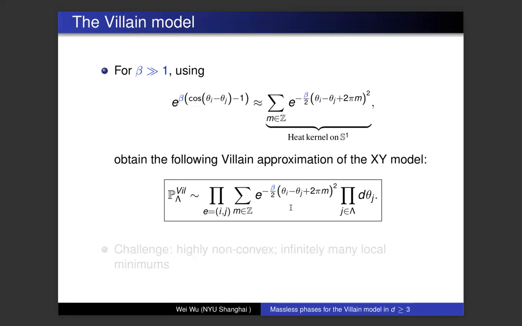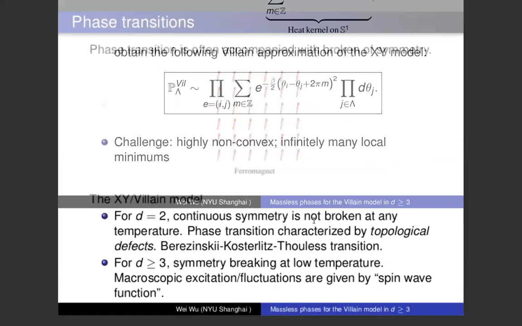which looks a bit nicer because now we have this heat kernel on the circle, and people also expect that they share the same kind of physics, but there's still a lot of mathematical challenge because theta is defined between 0 and 2 pi, so it's a periodic kind of potential, and it's highly non-convex. So it still presents a lot of mathematical challenge to understand the large-scale behavior for the Villain model.